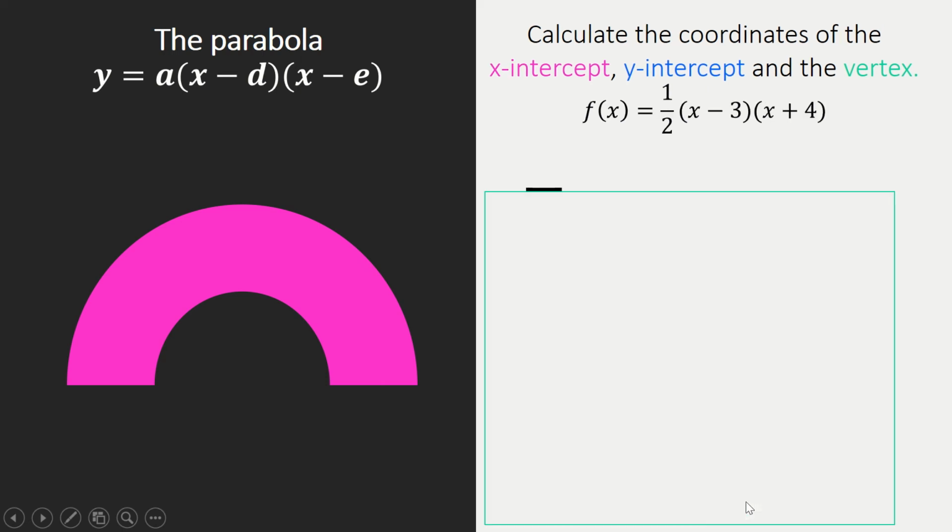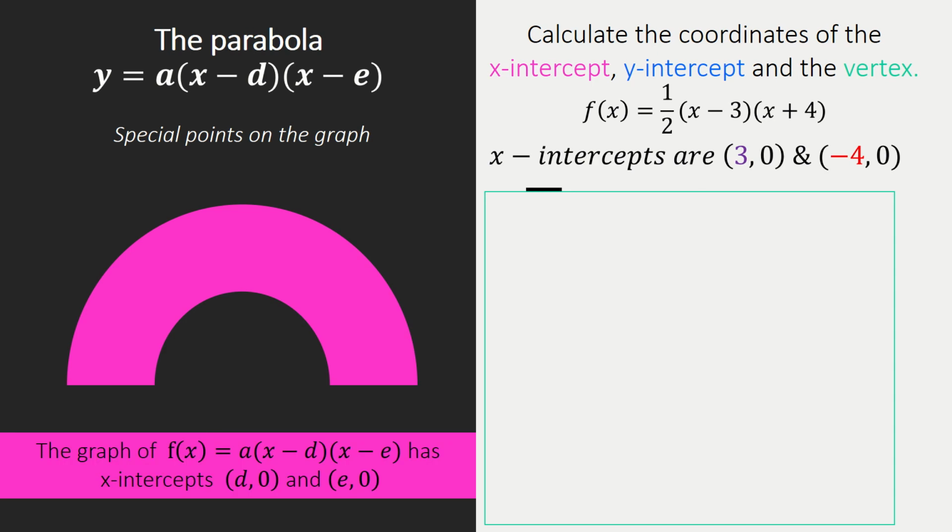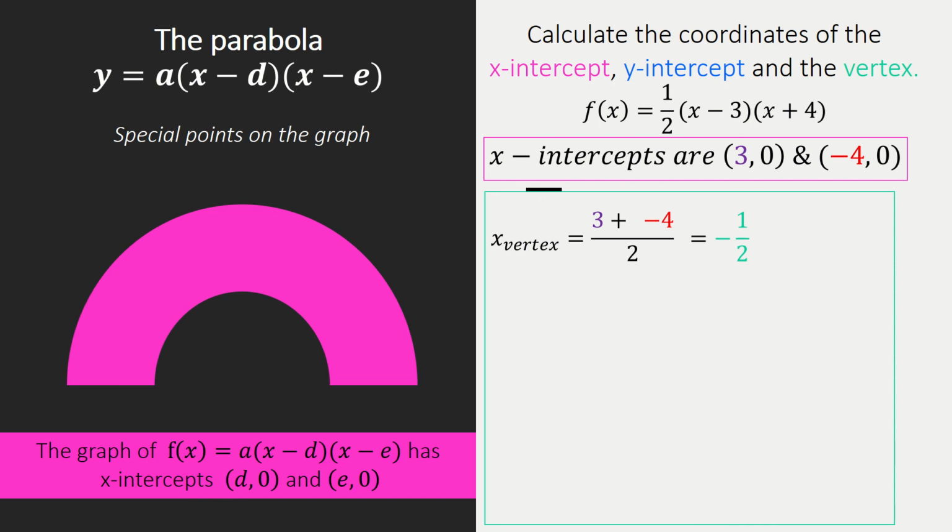Alright, let's have a look at how we should calculate this. First of all, let's look at the x-intercepts. Our x-intercepts were (3, 0) and (minus 4, 0). That means that when we calculate 3 plus minus 4 divided by 2, we get minus a half. We do this because we want to know exactly the middle of our x-intercepts. That's what we just saw in the picture of the parabola.